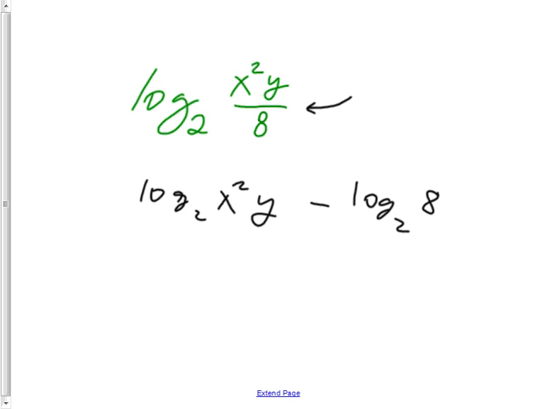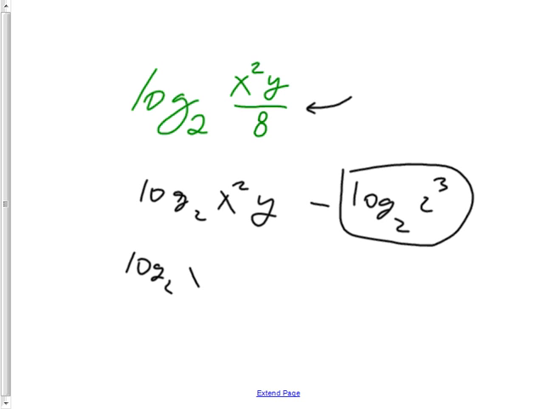How about that 8? Can it be made into 2 to the 3rd? And why would that be smart? Because that whole thing becomes what? 3. Yay. And then over here, could this be split up? Yes. Log base 2 of x squared plus log base 2 of y. And now this squared here can go to the front.